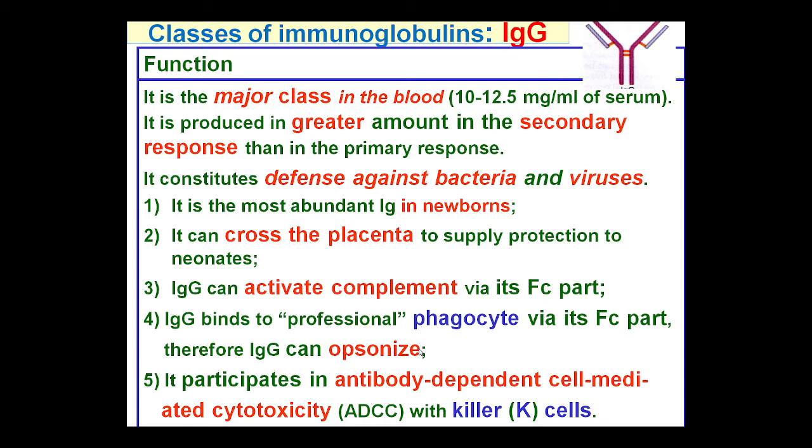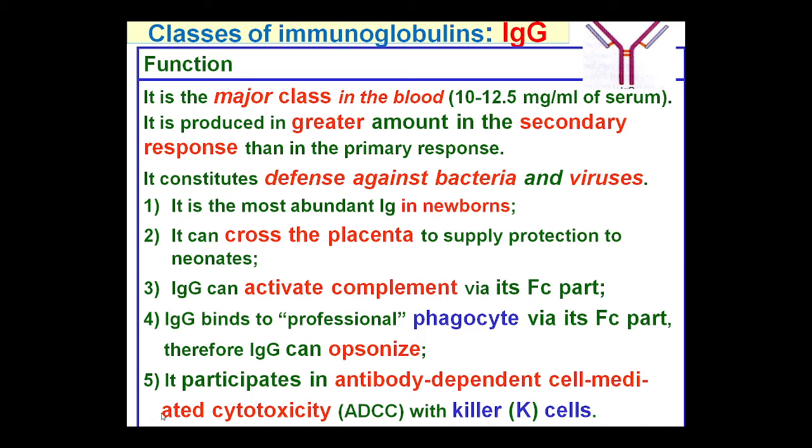The second opsonin is immunoglobulin G. Immunoglobulin G binds by its Fc fragment to the Fc gamma receptors of the macrophages, for example, and this way attracts these macrophages to the bacteria, enhancing engulfment of bacteria. And property number 5. Immunoglobulin G participates in so-called antibody-dependent cell-mediated cytotoxicity, ADCC.